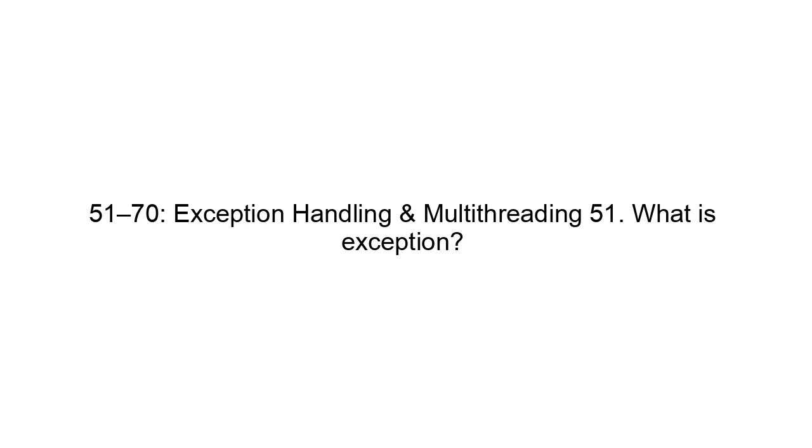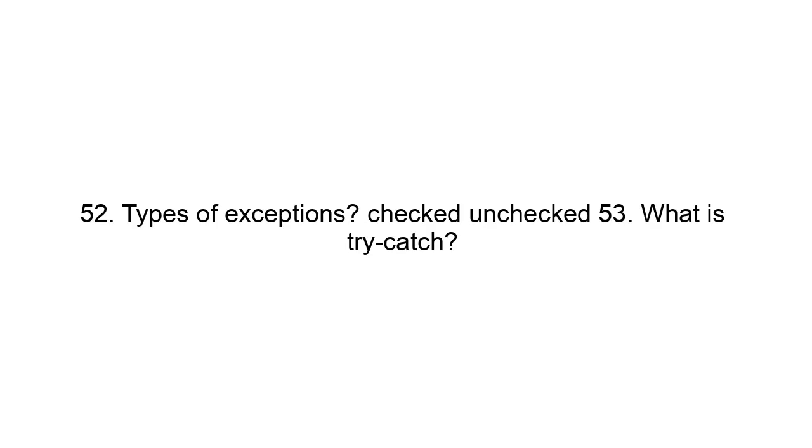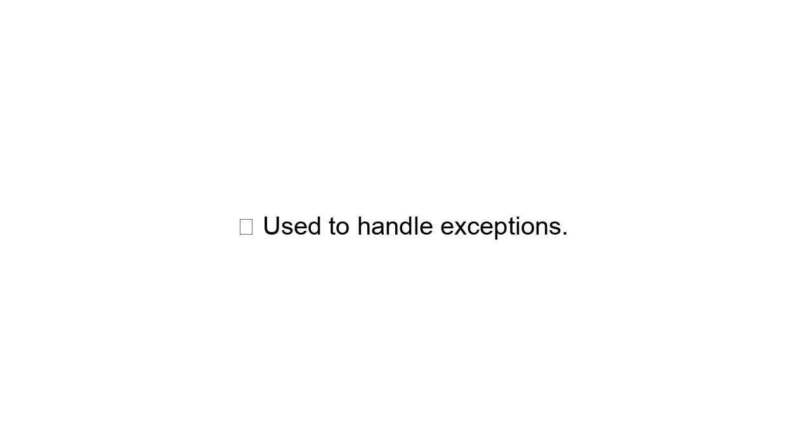51. What is an exception? Runtime error. 52. Types of exceptions? Checked, unchecked. 53. What is try-catch? Used to handle exceptions. 54. What is the finally block? Always executed block. 55. What is throw? Used to explicitly throw an exception. 56. What is throws? Declares exception in method signature.